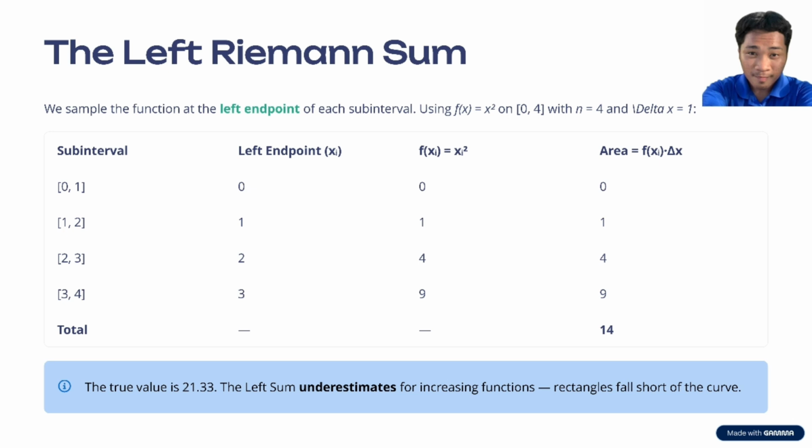For an increasing function like x squared, the left Riemann sum underestimates the true area because the rectangles fall below the curve.